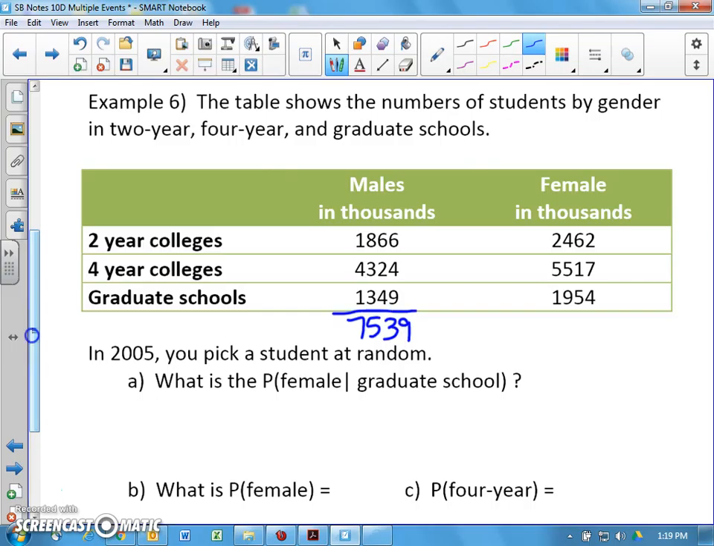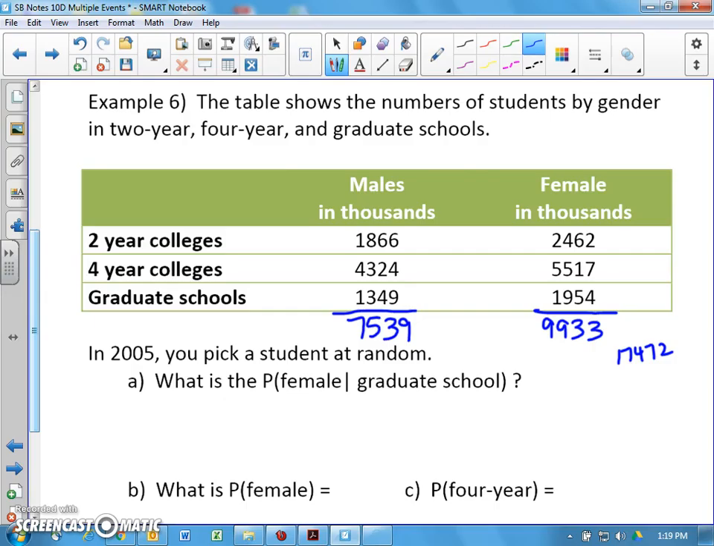That's our total of males in any of those. We should be able to do the same thing and get the total of females, which is 9,933. This can give us a total overall. If we add those two, we're going to get 17,472 people represented in the chart at all.